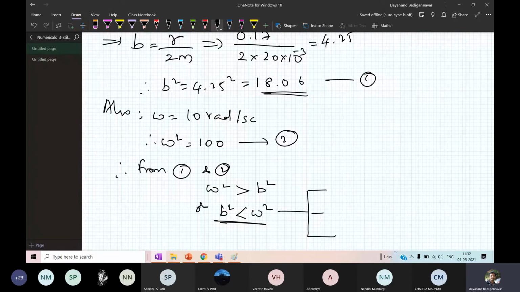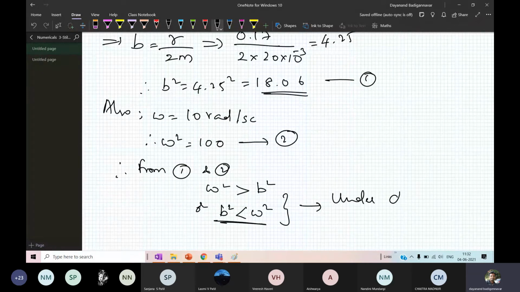Under damping, sir. B square less than omega square. Very good. So this is nothing but the condition for under damping. Therefore, these are the under damped oscillations. That means the oscillations die in an under damped way. Good. So this is how I have to check it.